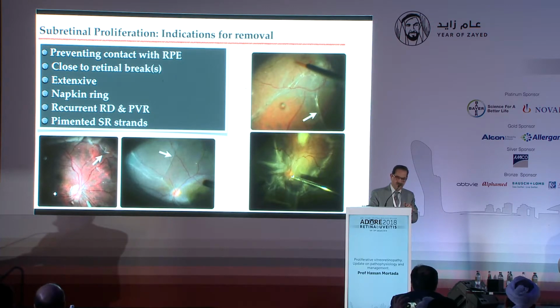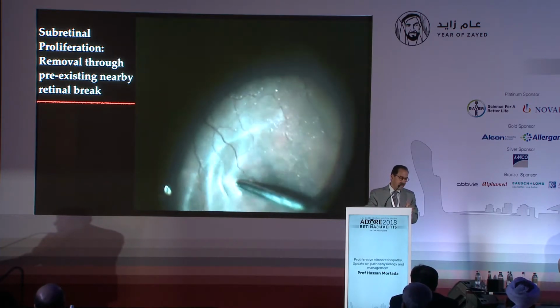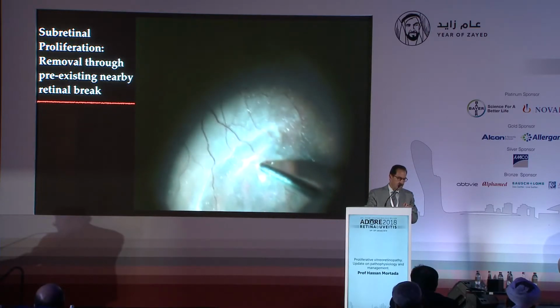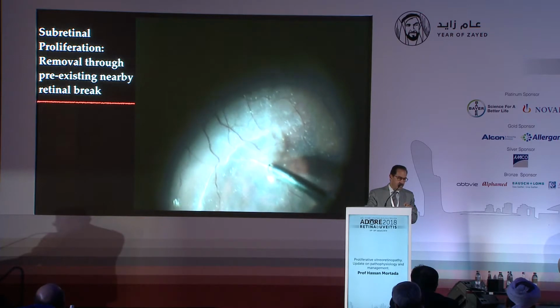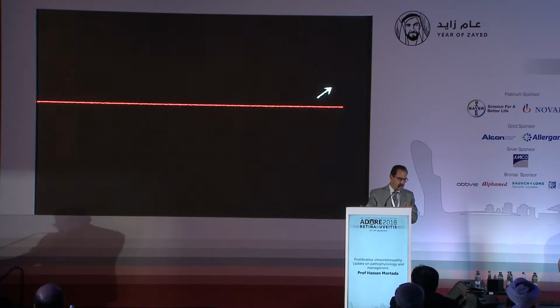If they are close to retinal breaks, if they are extensive, the napkin ring, of course, should be removed: recurrent detachment and PVR, and pigmented subretinal proliferation, which I believe is more malignant than the usual. This is how to remove a subretinal membrane through an existing hole. The 23 gauge forceps is introduced, and on visualization through the retina, you grasp the subretinal proliferation, bring it out through the hole, and then you apply laser.